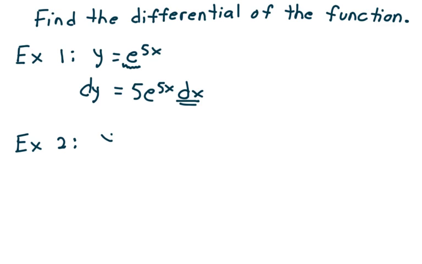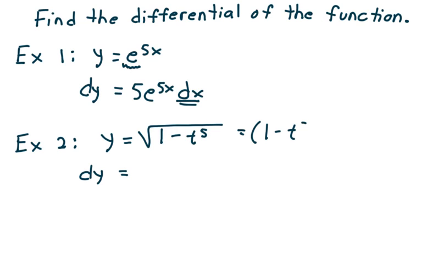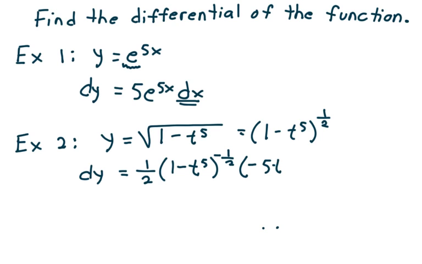Suppose I had y equals the square root of 1 minus t to the 5th. It doesn't always have to be an x. So notice here y is a function of t, but I still want dy. Now, if it helps, you can write this as 1 minus t to the 5th, to the half. And so I have to apply the chain rule. So I'm going to take 1/2 times 1 minus t to the 5th to the negative 1/2. But by the chain rule, I have to multiply by negative 5t to the 4th. That's the derivative of the inside function.